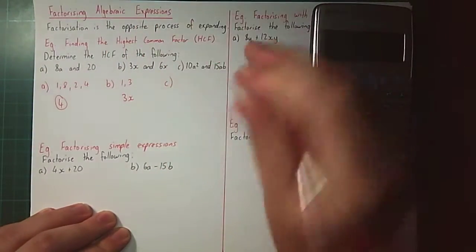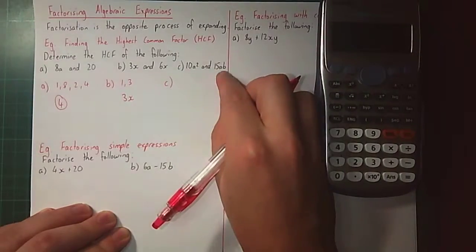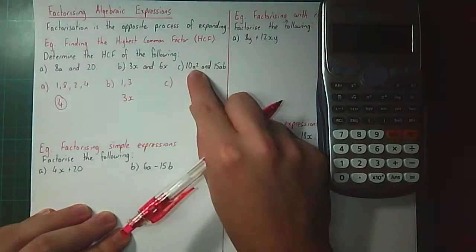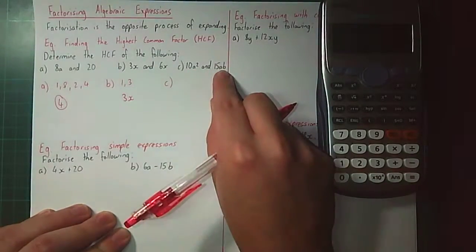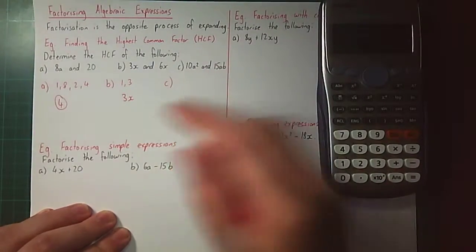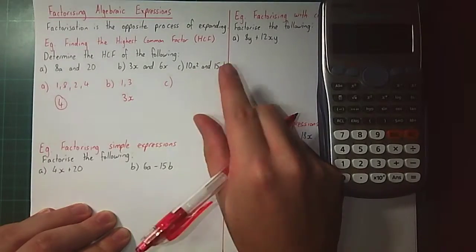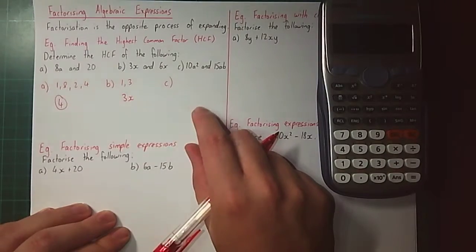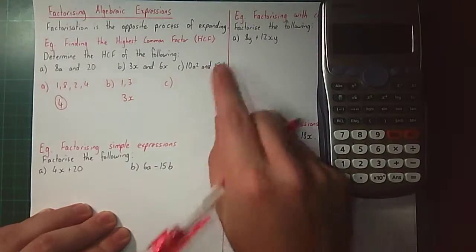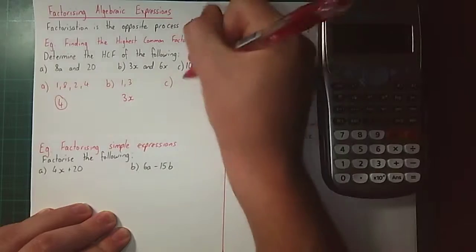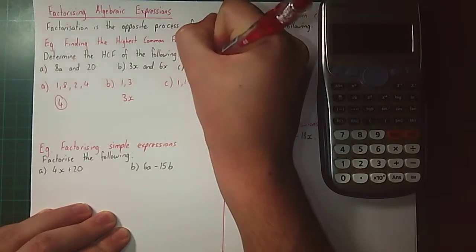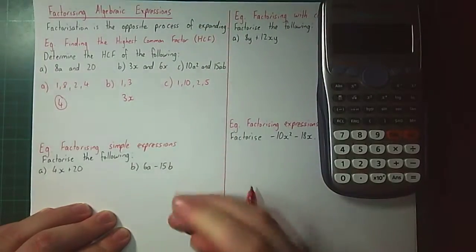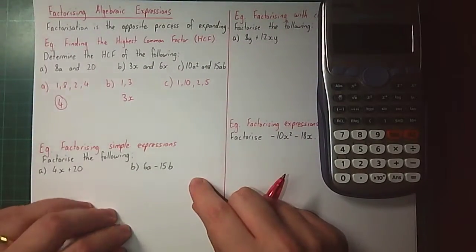Now for C, we've got 10a squared and 15ab. Now you can see that first of all the common letter is A, because there are 2 a's here and 1 a here, and there's a b here but no b there. So the common letter, or pronumeral, is A, and we need to figure out what the highest common factor is in regards to the numbers. So once again, we'll take the lower number and list the factors. We've got 1 and 10. We've got 2 and 5. And that's it. They're all the factors of 10.